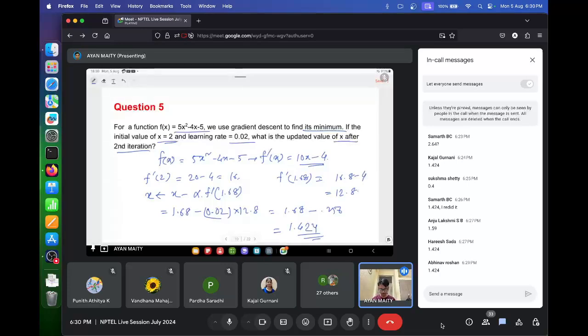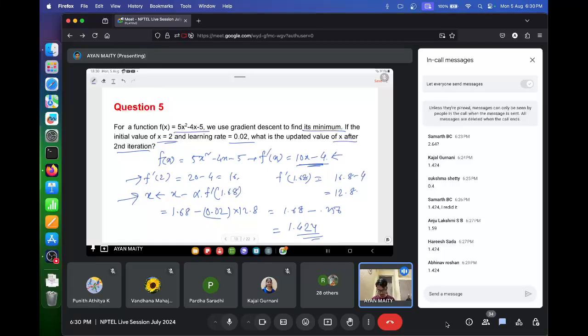updated value of x after several iterations. First you have to compute the derivative of the given function with respect to x, which is 10x minus 4, and now for the initial point you compute the value of the derivative. Initial point is x equals 2, so f dash 2 is computed, which is 16. Now this is the update rule for gradient descent: x equals x minus alpha into f dash x.